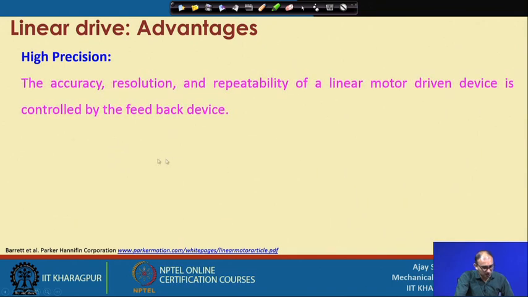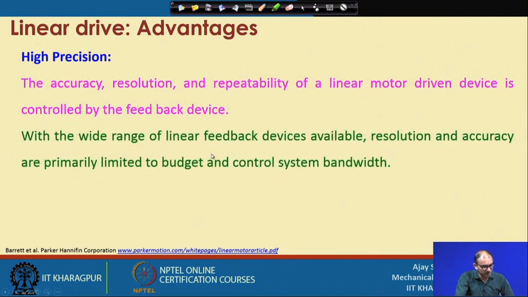Higher precision is there. Here everything depends on the feedback devices. The accuracy, resolution and repeatability of a linear motor driven device is controlled by the feedback devices. With a wide range of linear feedback devices available, resolution and accuracy are primarily limited by the budget and the control system bandwidth, because we know that we can get a feedback resolution of a linear encoder of 0.1 micron also, but the cost is also very high. Everything depends on the budget of your system and the control system bandwidth, that is, how much data you are passing in 1 second or 1 unit time.